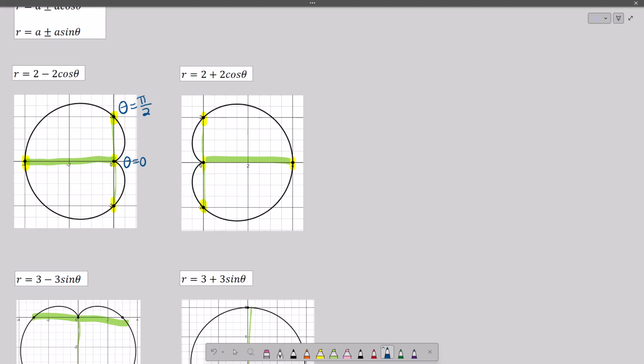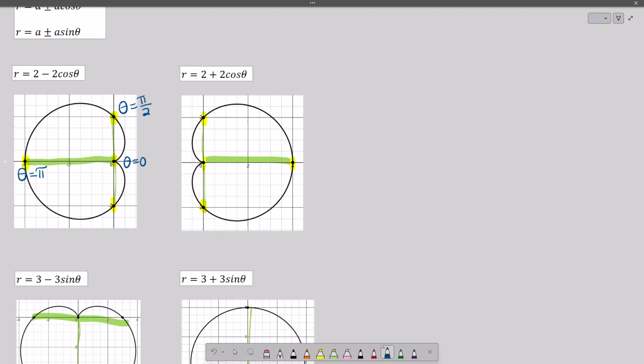And then we keep rotating. So we started at 0, we went to pi over 2, now we're going to go to pi. Cosine of pi is negative 1. Negative 1 times negative 2 is plus 2. So now we have 4. So in the pi direction, we go 4 units out. That's what this point is right here. So that's theta equals pi.